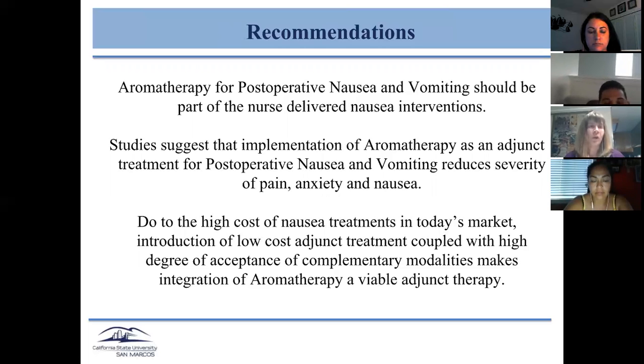Lastly, we make the recommendation to include aromatherapy into practice from a cost savings perspective. Due to the high cost of nausea treatments in today's market, introduction of low-cost adjunct treatment coupled with a high degree of acceptance of complementary modalities by patients makes integration of aromatherapy a viable adjunct therapy.